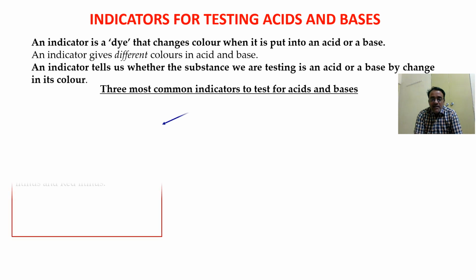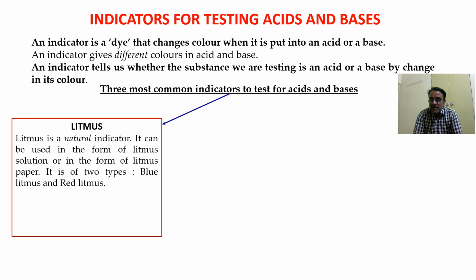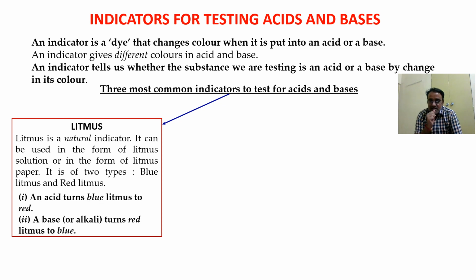The first one is litmus. Litmus is a natural indicator. It can be used in the form of litmus solution or in the form of litmus paper. There are 2 types of litmus: blue litmus and red litmus. We already saw that acid turns blue litmus to red and a base turns red litmus to blue. So this is how we identify acid or base with the help of litmus.